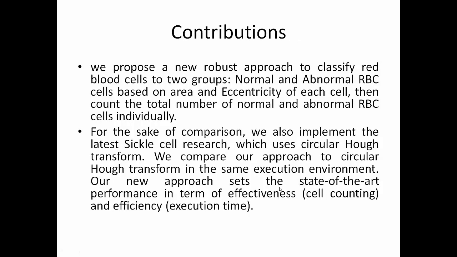The contributions of this paper are, first, we propose a new robust approach to classify red blood cells into groups, normal and abnormal red blood cells, based on the area and eccentricity of each cell. Then we count the total number of normal and abnormal red blood cells individually. For the sake of comparison, we also implement the latest in sickle cell research, which is the circular Hough transform. Then we compare our approach to the circular Hough transform.